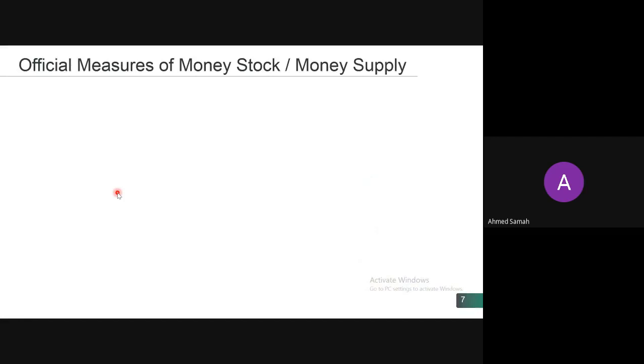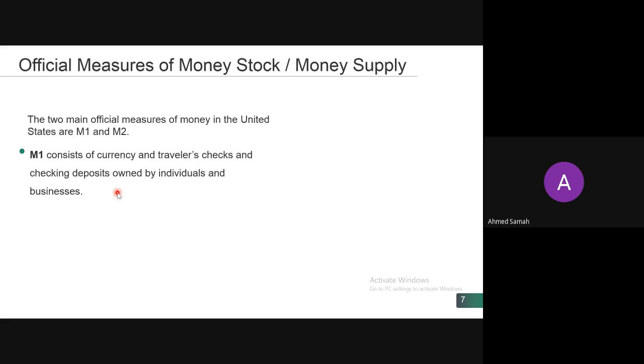Then when we measure the money stock or the money supply, how do we measure it? There are two main official measures of money in the United States, M1 and M2. In the case of Maldives as well, the money supply is considered either M1 or M2. M1 consists of the currency, which I showed before: the printed notes, minted coins and traveler's checks. In addition to that, the checking deposits owned by individuals and businesses are also included in M1, in other words narrow money. These checking deposits, the transferable deposits on demand, you can withdraw without any prior notice to the banks. Because these are liquid, we consider them narrow money.